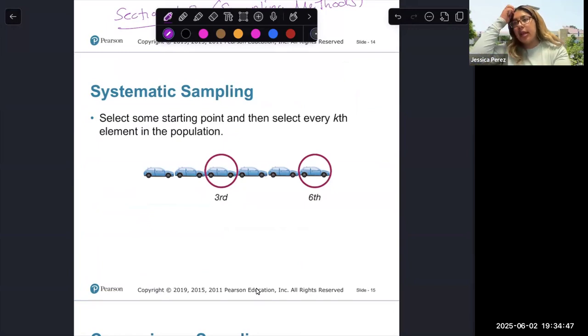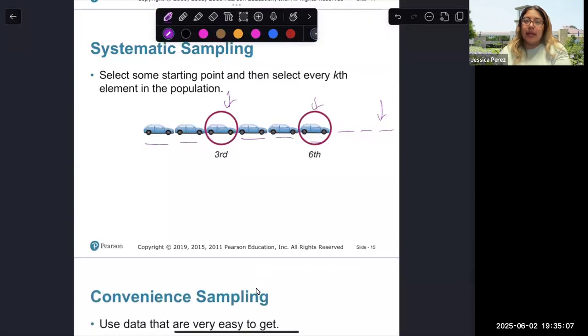So let's say that I'm in my class and I'm purposely selecting every third student. So 1, 2, 3, you're in one group. 1, 2, 3, you're in another group. So every third, you're selected. That is called a systematic way of sampling.